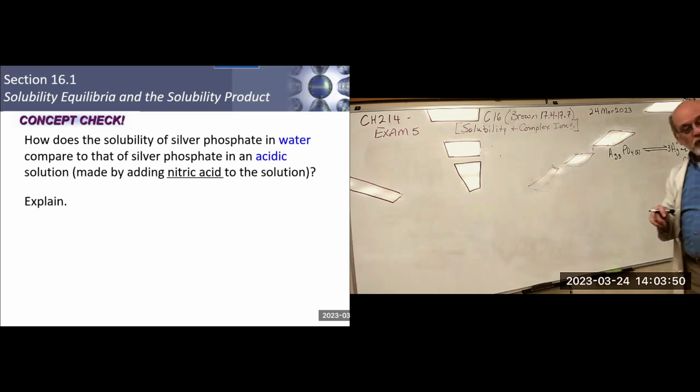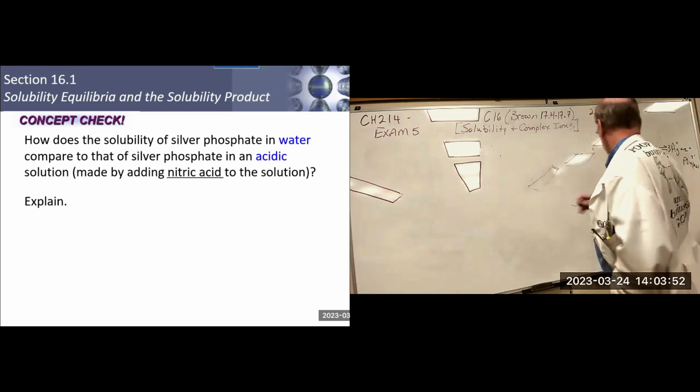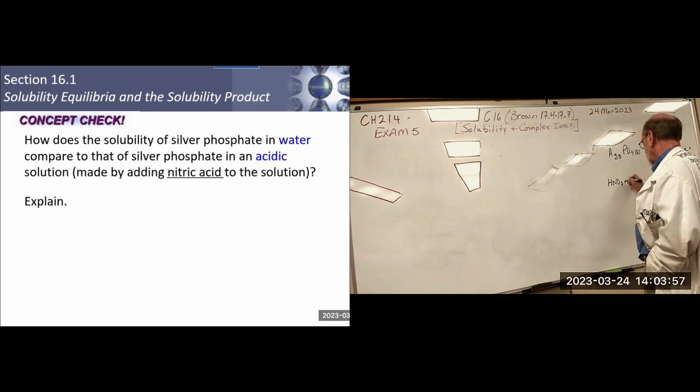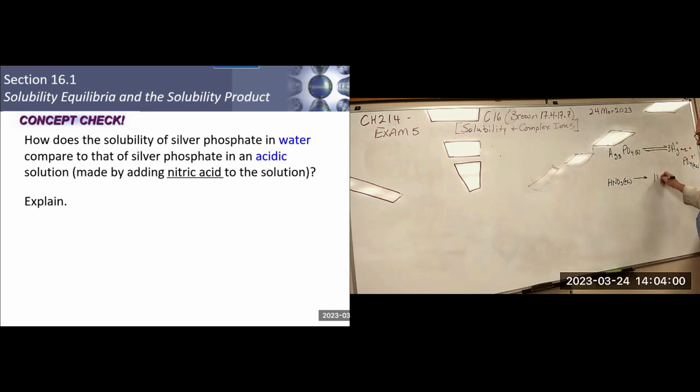Okay. Now when you add nitric acid to it, what does it do? It completely dissociates just like before. Nitric acid. Okay. What possible reactions could we have here? Well, the nitrate and the silver, they're not going to do anything. But phosphate and hydrogen ions. What kind of reaction could you get from those?